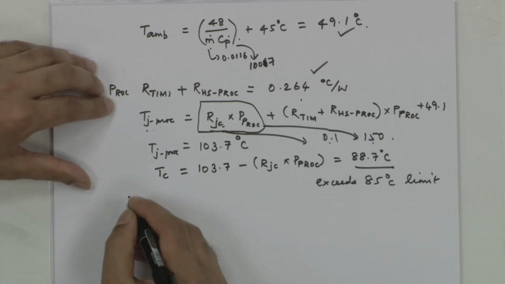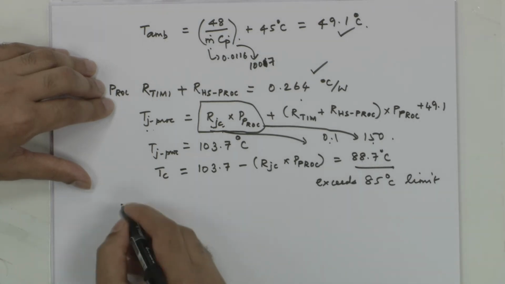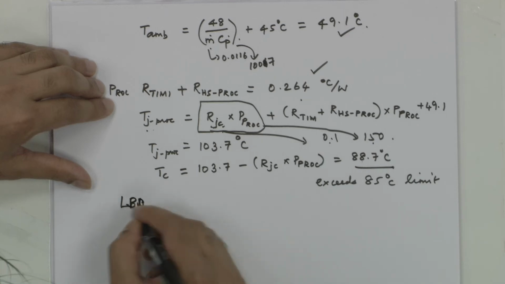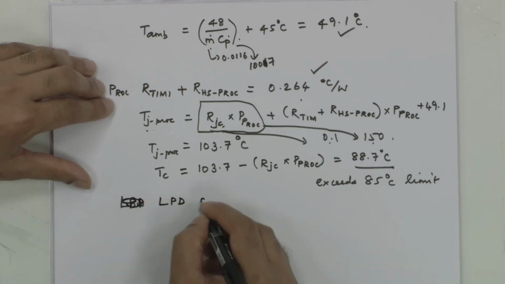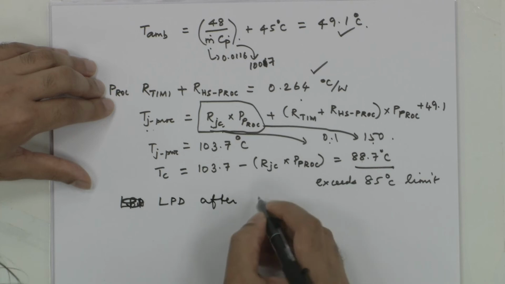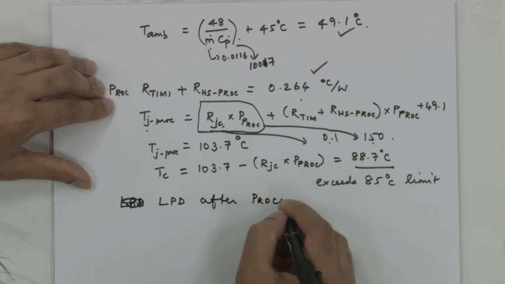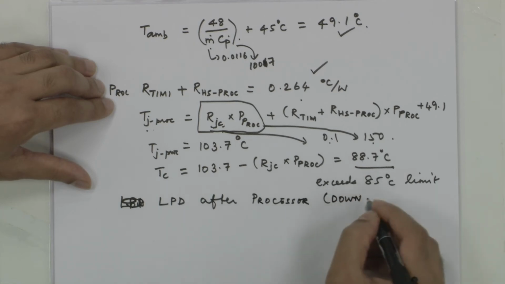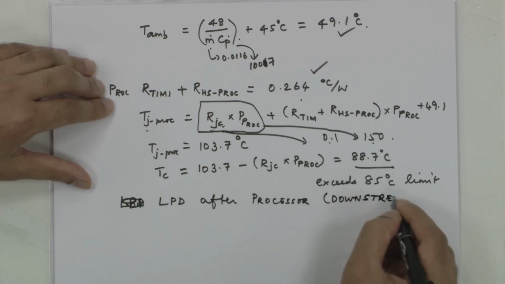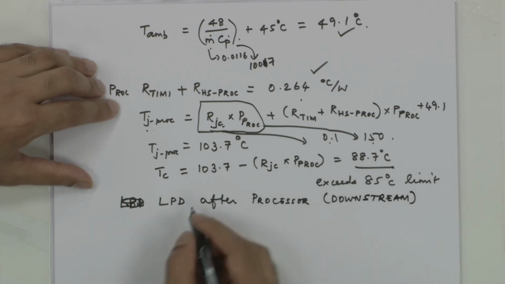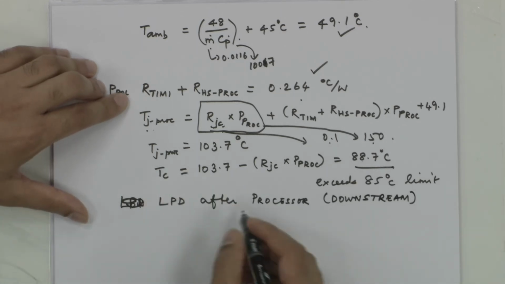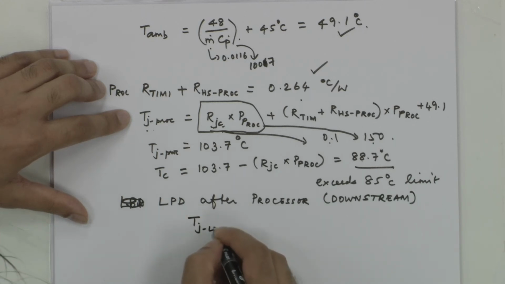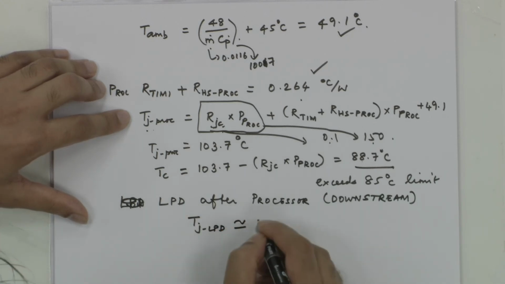Now, on similar grounds we can calculate what happens if we put the low power device after the processor, that is downstream. If we use the same calculations and the same procedure, then you find that the junction temperature of the low power device happens to be slightly higher.